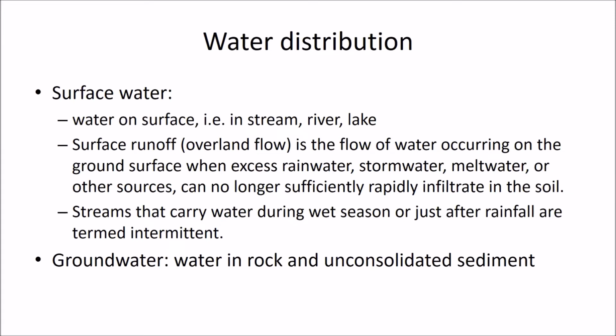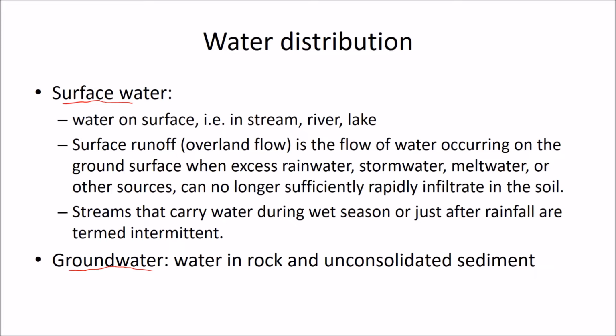And how is the water distributed on the earth? It can be on the surface of the earth, which we call surface water, and it can be groundwater. Actually, I forgot to put in the amount of the different types of water. Actually, the groundwater occupies a very large volume in the total of the fresh water.